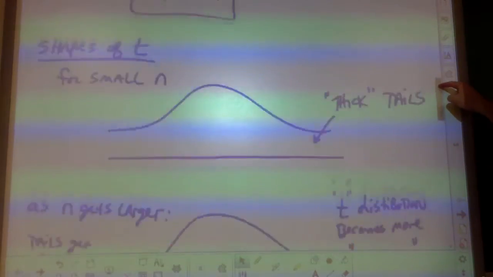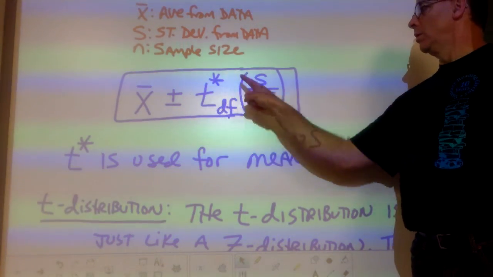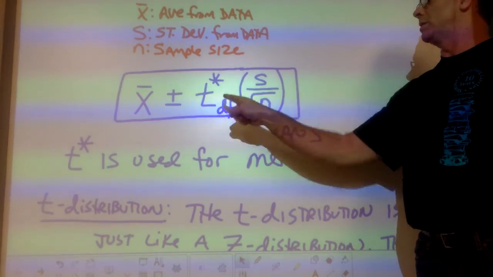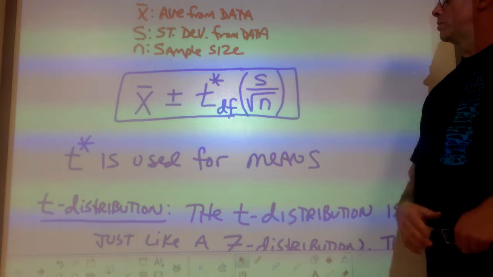In our confidence interval formula, that number goes right here. So we take the mean from our data, plus or minus that number, times the standard deviation, divided by the square root of sample size.